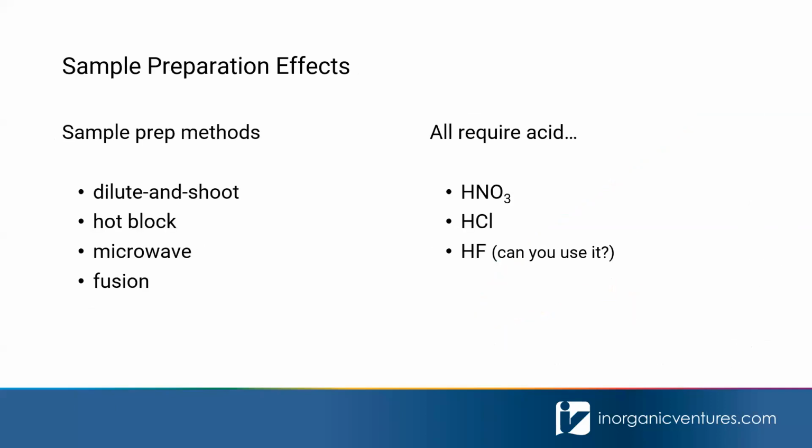Now we want to move a little bit into some of the sample preparation effects. So for these methods, there's a number of different approaches that you can use. I imagine that most of you are familiar with many, if not all of these. The best one would be dilute and shoot. Let's say you're measuring potable water. You probably will just acidify a little bit, maybe not dilute at all, and you're done. That's nice. The other approaches include hot block or microwave.